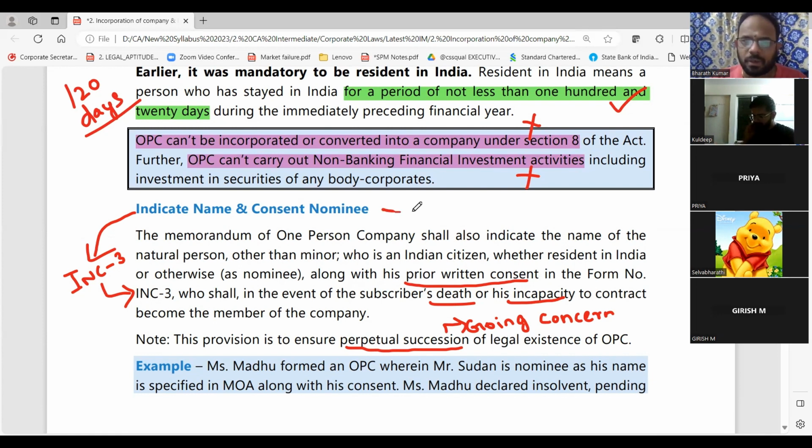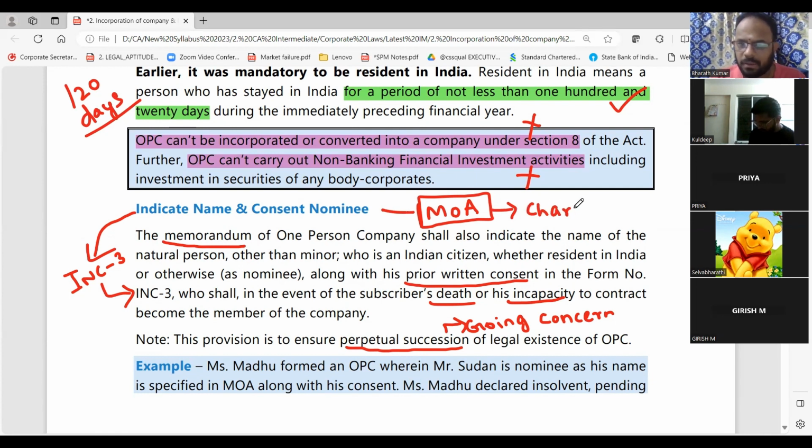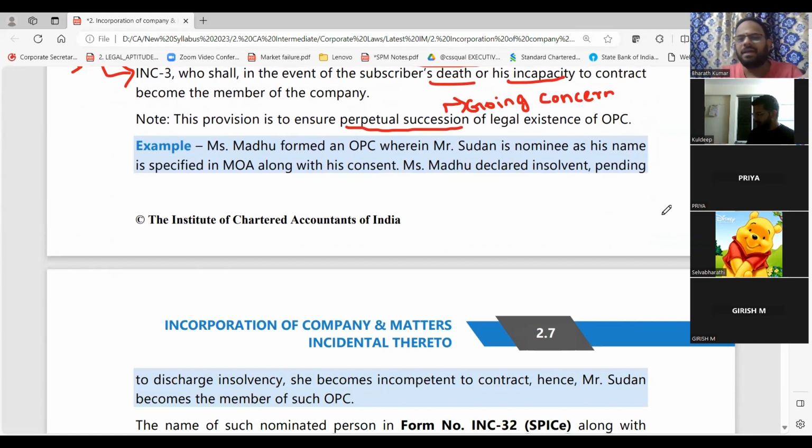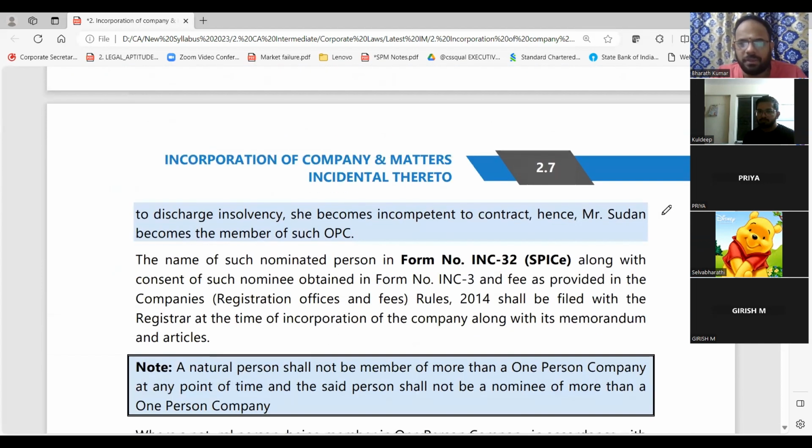The moment you hear name clause, you should remember MOA only. You know why I am telling this? Because they would have started with a word called memorandum. MOA is the charter of the company, that means the most important document, the charter of a company. Only a company will have it; other forms of business organization will not have an MOA. You can glance at this example. Who is competent? Here they are telling declared insolvent. So such a person will be incompetent to contract. That's the whole story.